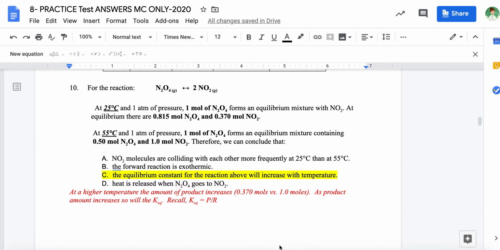when you compare your amount of products, the amount of products goes up when you are heating up your sample because it goes from the 0.37 to 1.0. So if the amount of product is increasing, it means that the K would also be increasing. So what can we conclude? The equilibrium constant will increase with temperature because, again, it's a ratio of product over reactant.